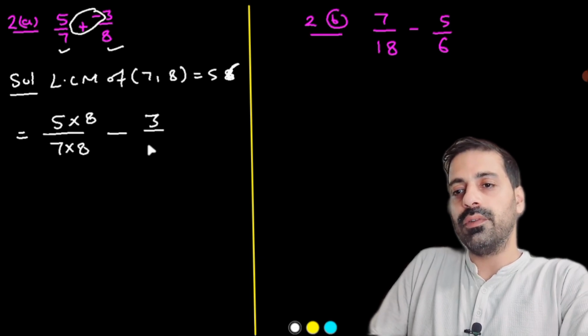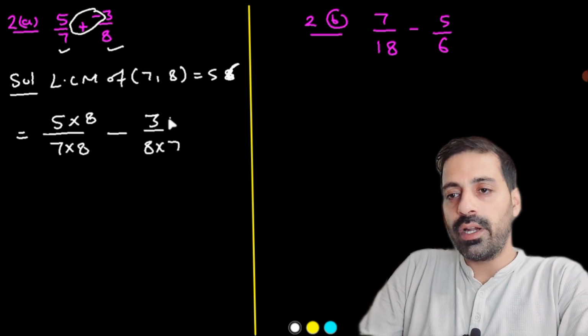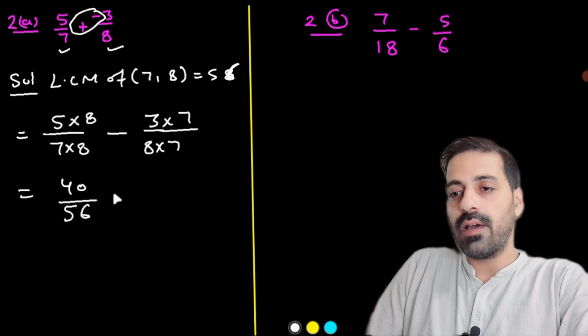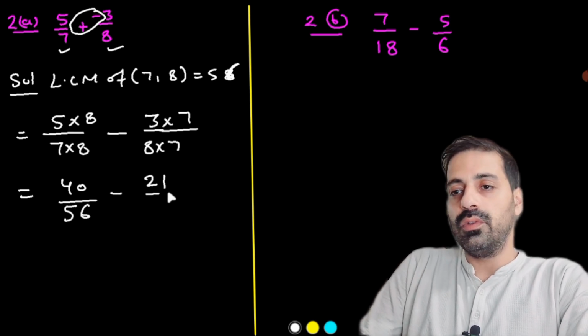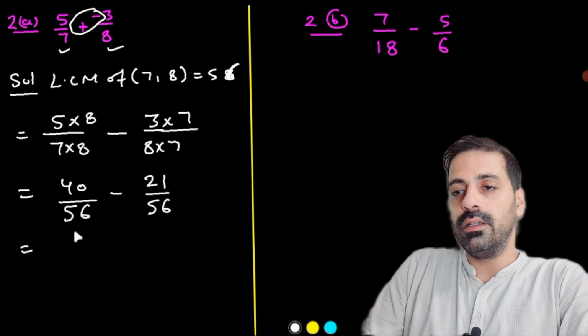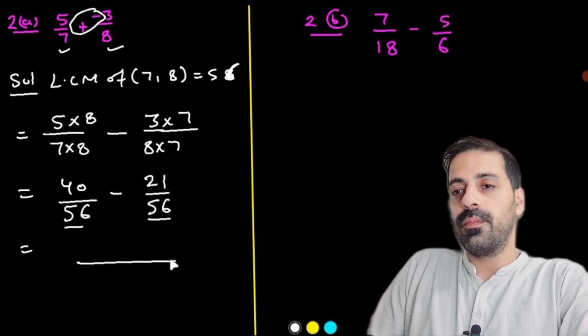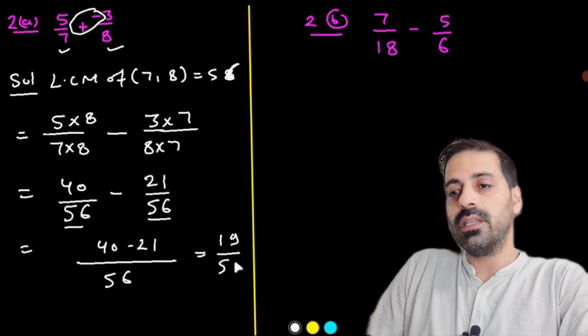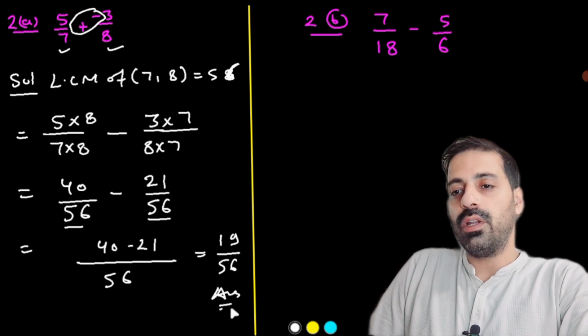Again 3 upon 8, 8 will multiply by 7 and 3 will multiply by 7. So now we have 40 upon 56. Now we have 21 upon 56. Now you can see both the numbers have the same denominator. So the LCM is 56 and 40 minus 21. So the answer is 19 upon 56. This is the answer of this question.